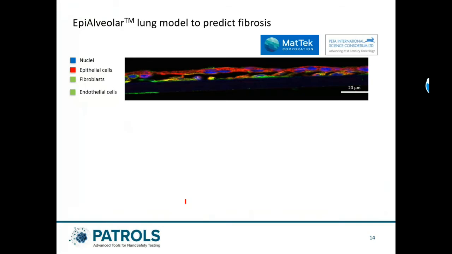So we have actually started, this is a work we started in 2005, which has been supported by PETA International Science Consortium and MATEC Corporation.